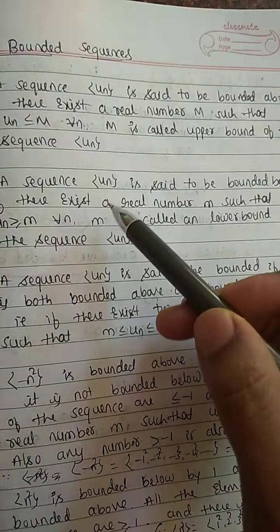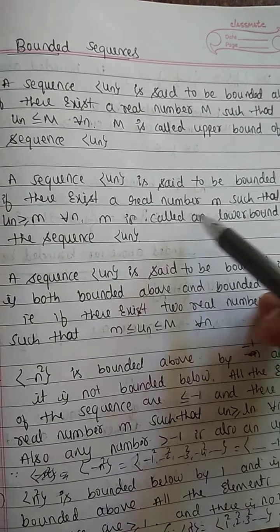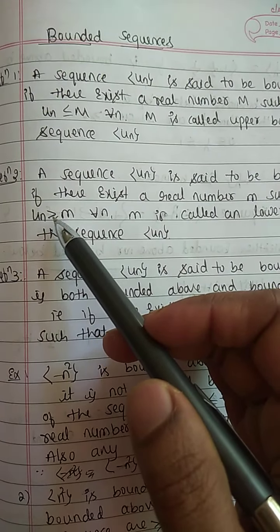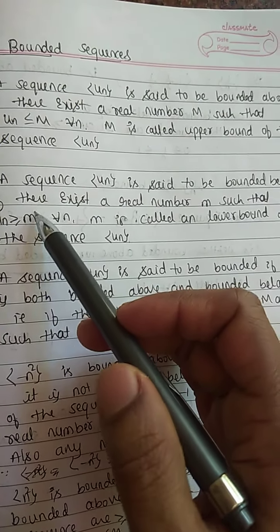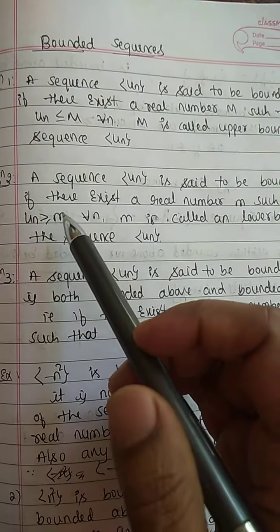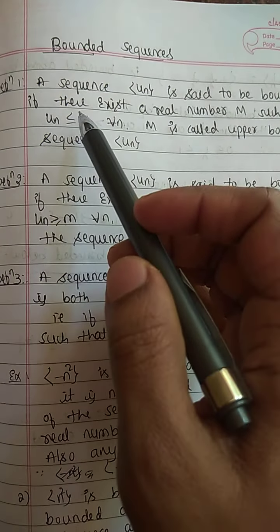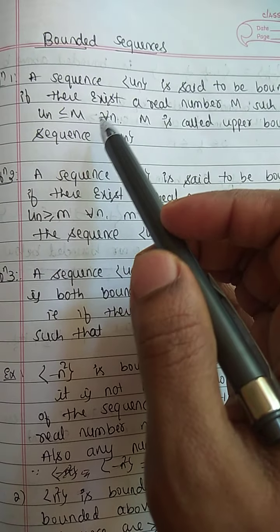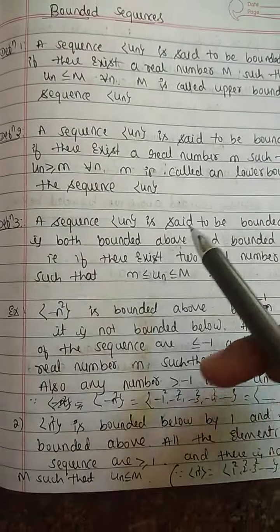Similarly, a sequence un is said to be bounded below if there exists a real number m such that un is greater than or equal to m for all n. Then m is called a lower bound of the sequence. If the first condition holds for each n, then m is called an upper bound.